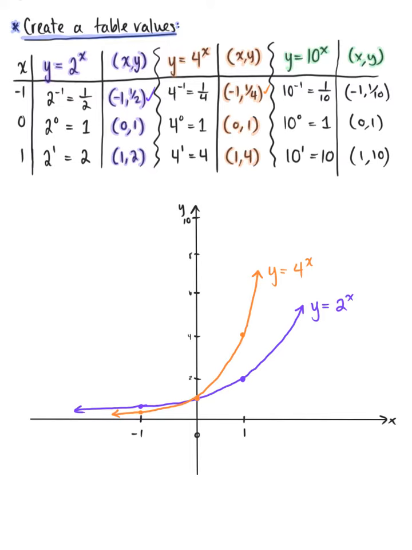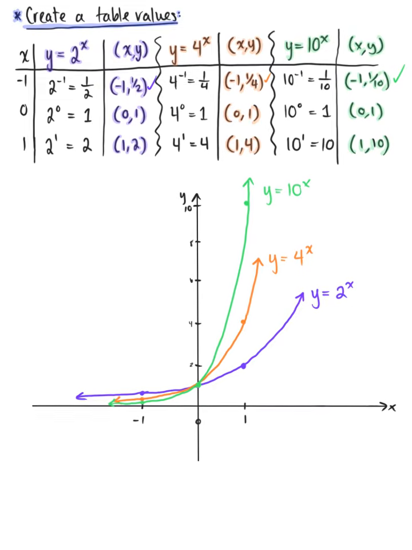And last but not least, we have y equals 10 to the x. This first ordered pair is -1, 1/10, so way down here. The next ordered pair is still 0, 1, that same point. And last but not least, we have the ordered pair 1, 10, so all the way up here. Again, connecting these three ordered pairs with a smooth curve, we attain the graph of the exponential function y equals 10 to the x.